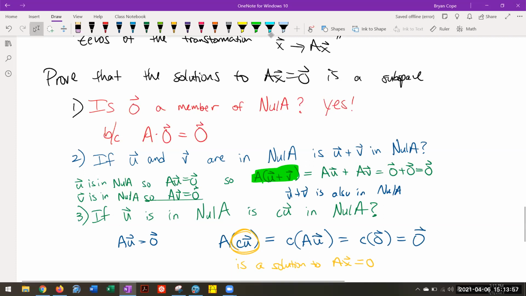Okay, so here's what we know so far. We know that any span of vectors is a subspace, and we know that the solution to a homogeneous system is a subspace. That's a big deal, because that's basically everything we've encountered so far, except stuff that's AX equals B. Okay?